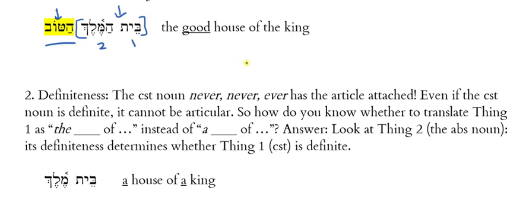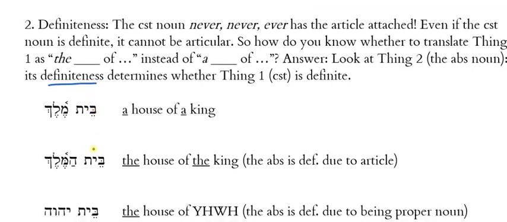So how do you know whether to translate thing 1 as "the blank of" instead of "a blank of"? Well, the answer is to look at thing 2, the absolute noun, the second noun. Its definiteness determines whether thing 1 is definite. Okay? Let's look at some examples.